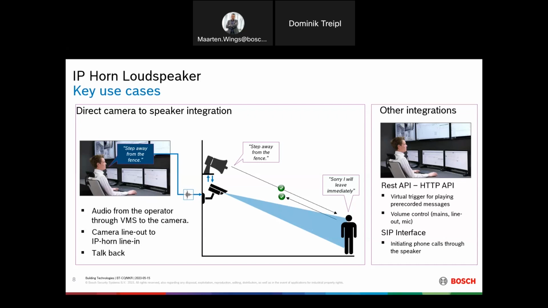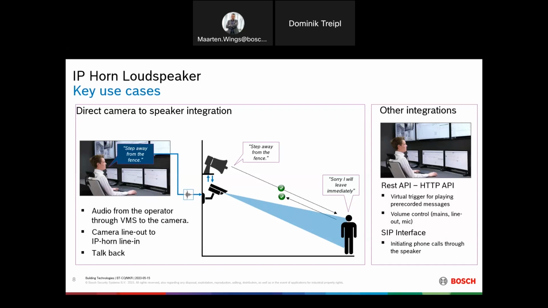So next to this hardware integration between two devices on the same pole, there are also other integration options. So the speaker is actually equipped with a REST API and HTTP API, which allows you to create virtual triggers for playing recorded messages, but it also allows you to do a control of the device, like for instance, the volume control of the mains, the line out, the microphone line levels, etc. Afterwards, we will also see a little bit more details on that specific interface.